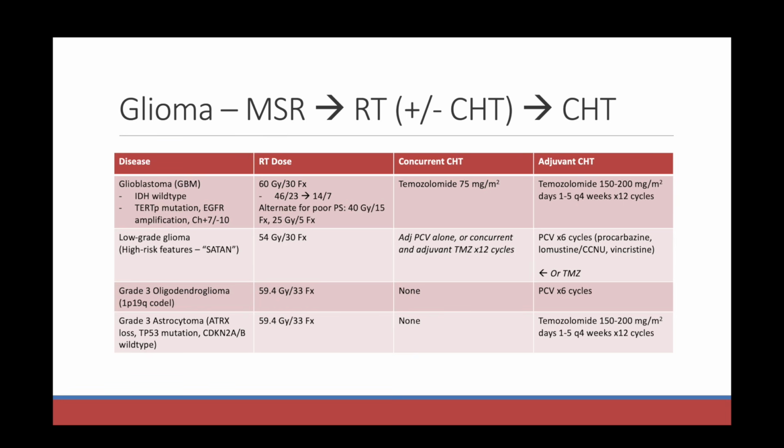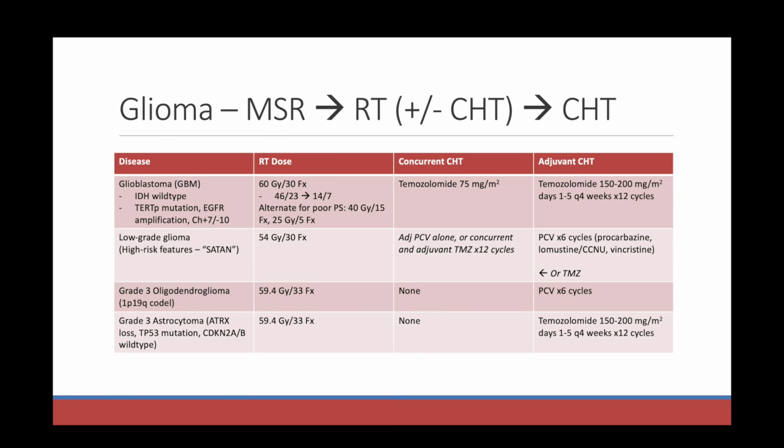So if you are IDH mutant, by definition, you cannot be a glioblastoma. You have to be IDH wild type to be considered a glioblastoma. And then regardless of whatever histopathologic features, if you have a TERT promoter mutation, EGFR amplification, or chromosome 7 gain and 10 loss, that then puts you into the glioblastoma category.